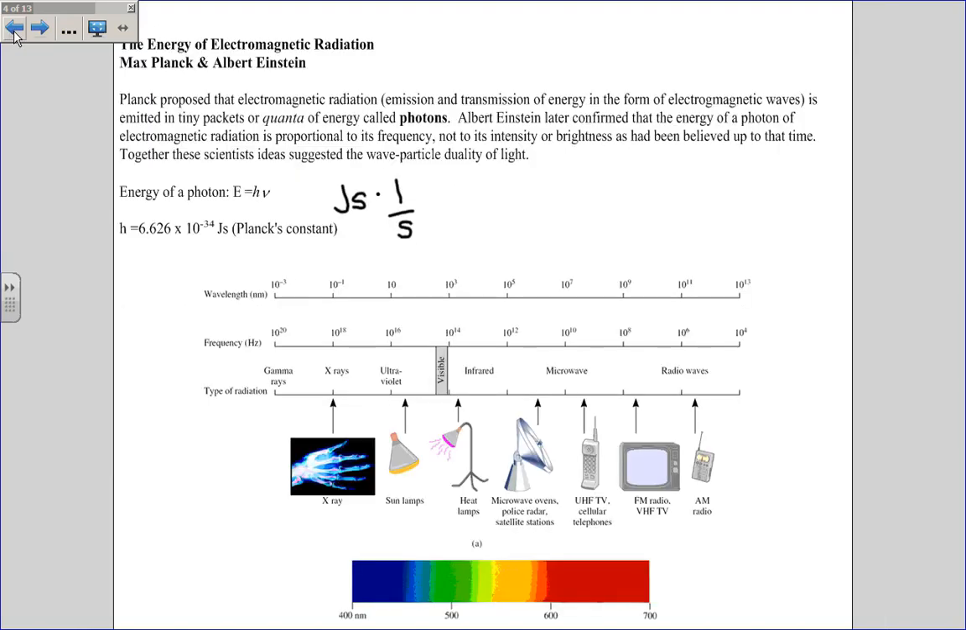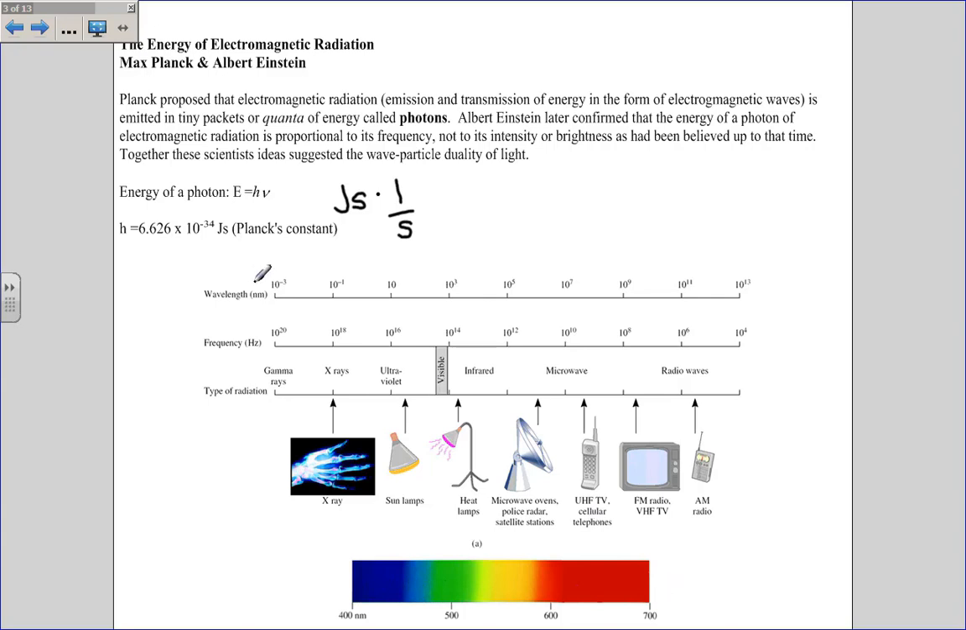So if we look back to our spectrum, when we look at the visible light spectrum, light with a wavelength of 400 nanometers, or purple light, is going to have more energy than red light at 700 nanometers because there's an inverse relationship.